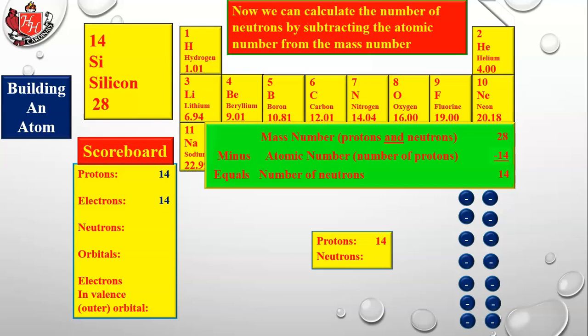So now we can go ahead and fill in our scoreboard, and we can fill in our nucleus. So there's the scoreboard. Neutrons is 14, and nucleus neutrons is 14. So that silicon atom has 14 protons and 14 neutrons.